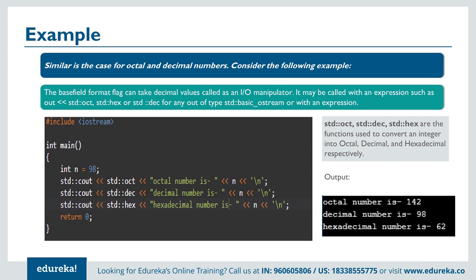We know that we can convert 62 back to decimal by saying 16 to the power 0 into 2 plus 16 to the power 1 into 6, right? So we'll get back our decimal number. This is how we can convert a decimal to hex and vice versa, and there are inbuilt functions provided to do this. You don't have to write logic to do that yourself.